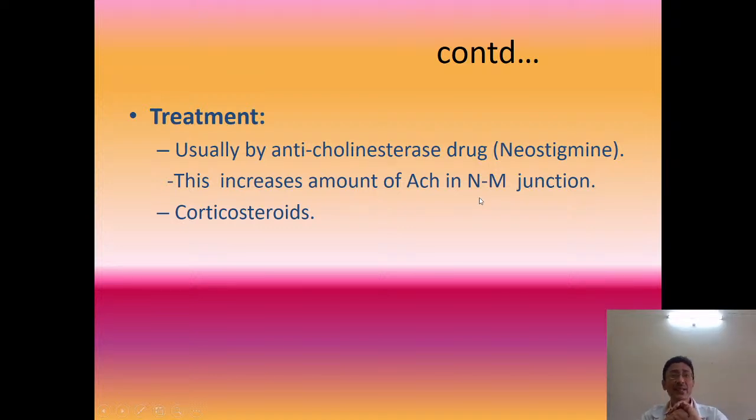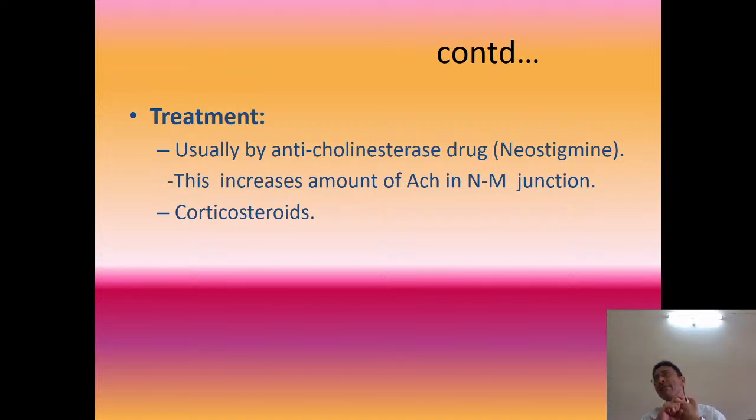The other is the corticosteroids. Now, the pathology lies in the person developing antibodies against the acetylcholine receptors. Now, when you give corticosteroids or certain immunosuppressive drugs, it will suppress the immune system of the body and prevent the lymphocytes from producing antibodies against the acetylcholine receptor.